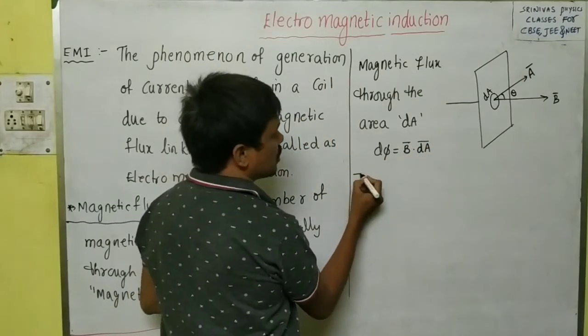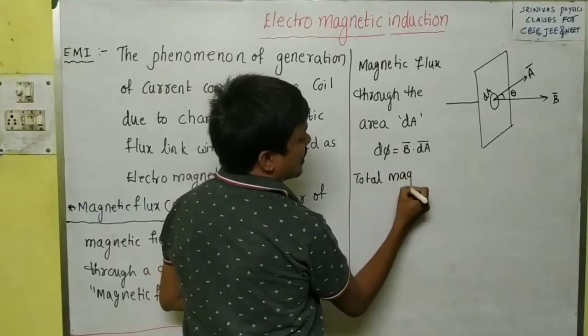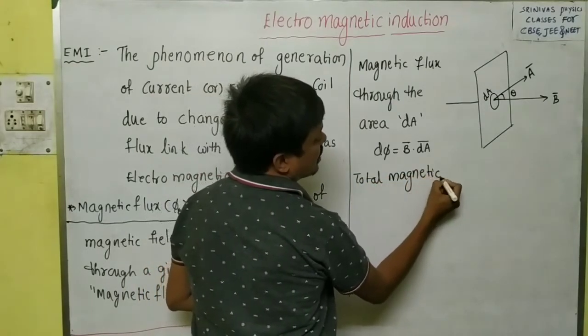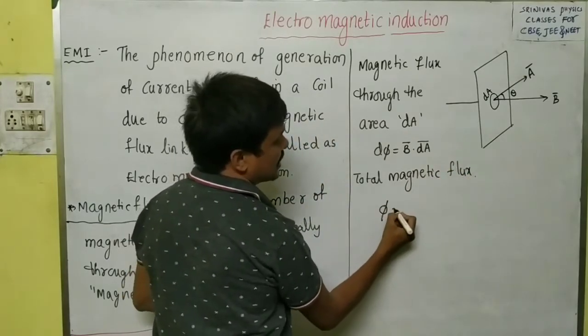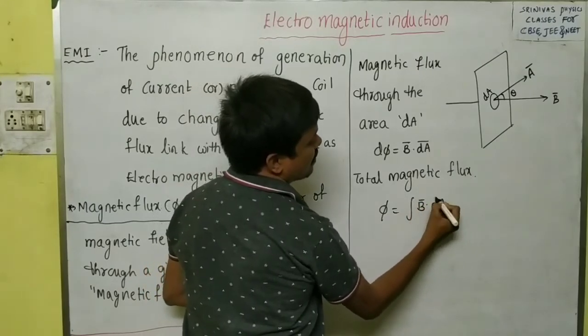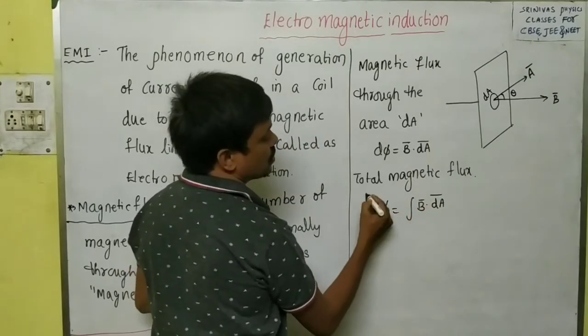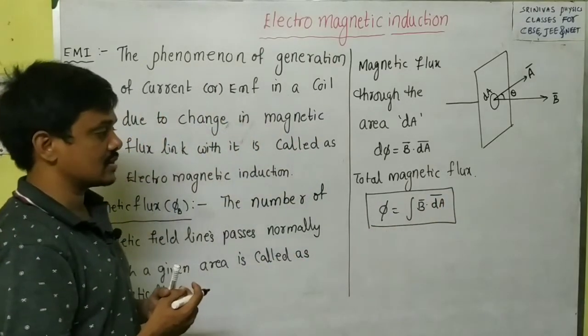If you want the total magnetic flux, we write the formula like this. The total magnetic flux is obtained by integration of B bar dot dA bar. Integration gives the total magnetic flux. This is the formula for the total magnetic flux.